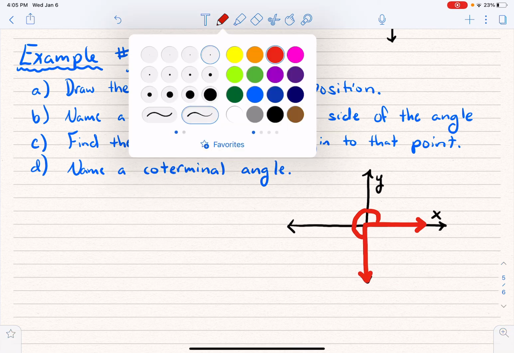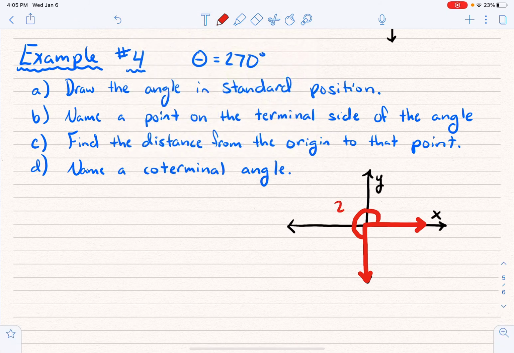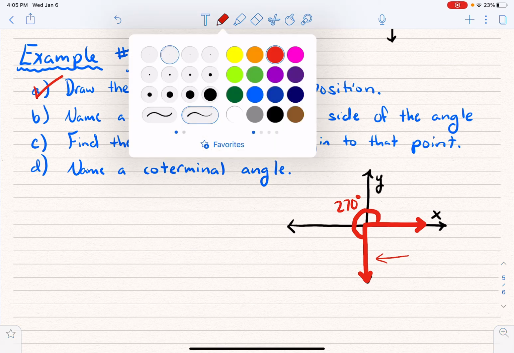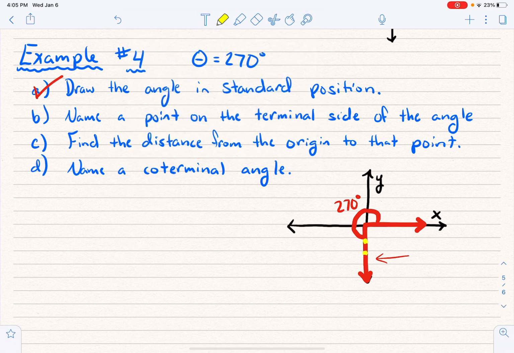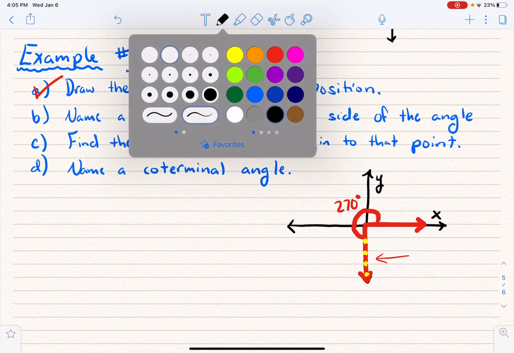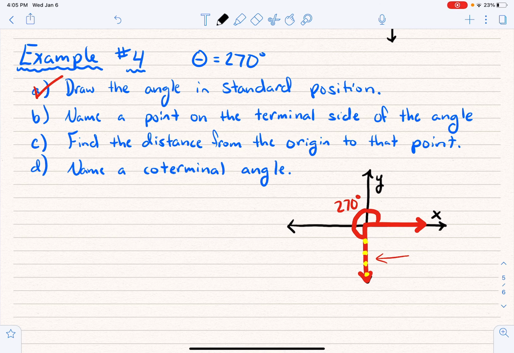All right, theta is 270. So I could say 270. Check. Did the first one. Draw the angle in standard position. That part is easy. Next, name a point on the terminal side. Now remember, this one right here, this is the terminal side. So I have to name any point that's here. Well, what are those points? All of those points are on the negative y-axis. So they have 0 as an x value, and then they just have some negative number as a y value. So I could say, well, how about the point 0, -3?